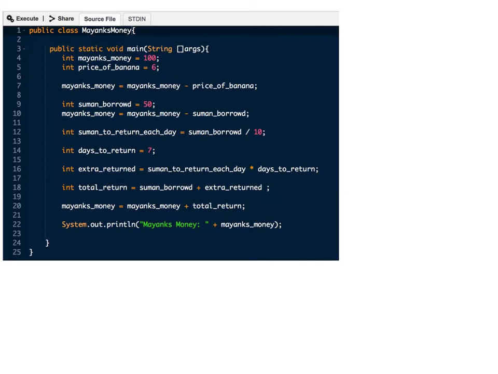So we had Mayank's money, price of banana. Mayank's money we are calculating with minus price of banana, how much Suman borrowed, and how much is left with Mayank, and then how much Suman has to return each day, how many days to return, and how much extra was returned, what was the total return amount, and what was the total amount with Mayank. So it's exactly the same as the way we did it in our algorithm.